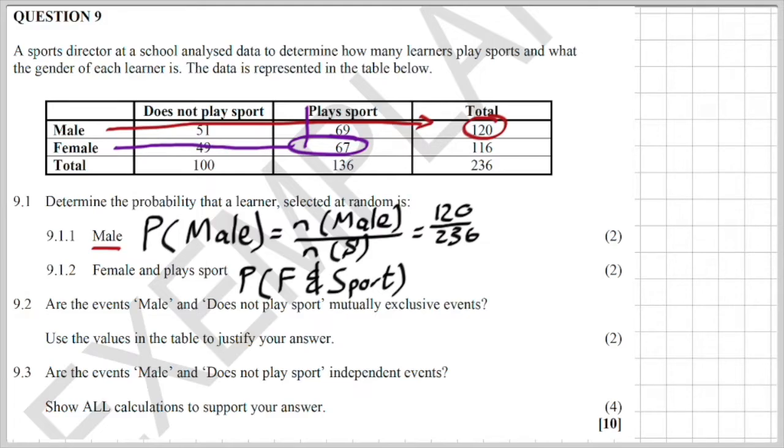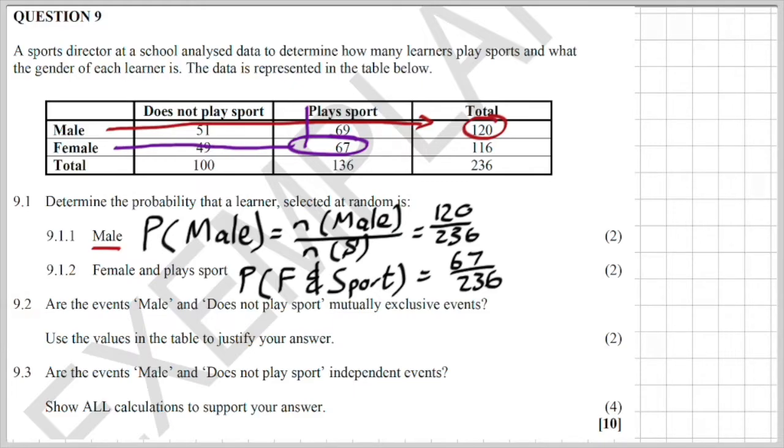Okay, so these two little lines meet each other at the 67. In other words, what's the probability that a person is male and plays sport? 67 over 236. There we go. Again, you can calculate this. It's going to give you about 0.25 approximately. Okay, somewhere in that region.